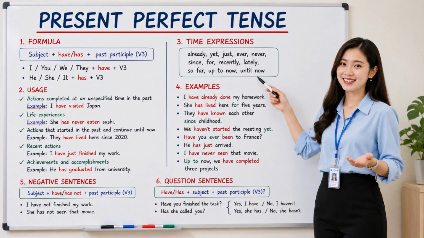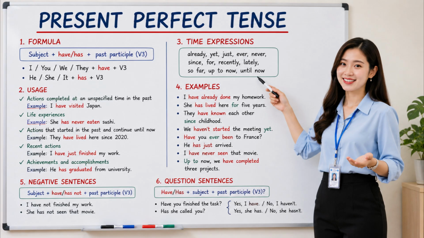Short answers. Yes, I have. No, I haven't. Yes, she has. No, she hasn't. Common time expressions. The present perfect is often used with ever, never, already, yet, just, recently, so far, since, for, up to now.